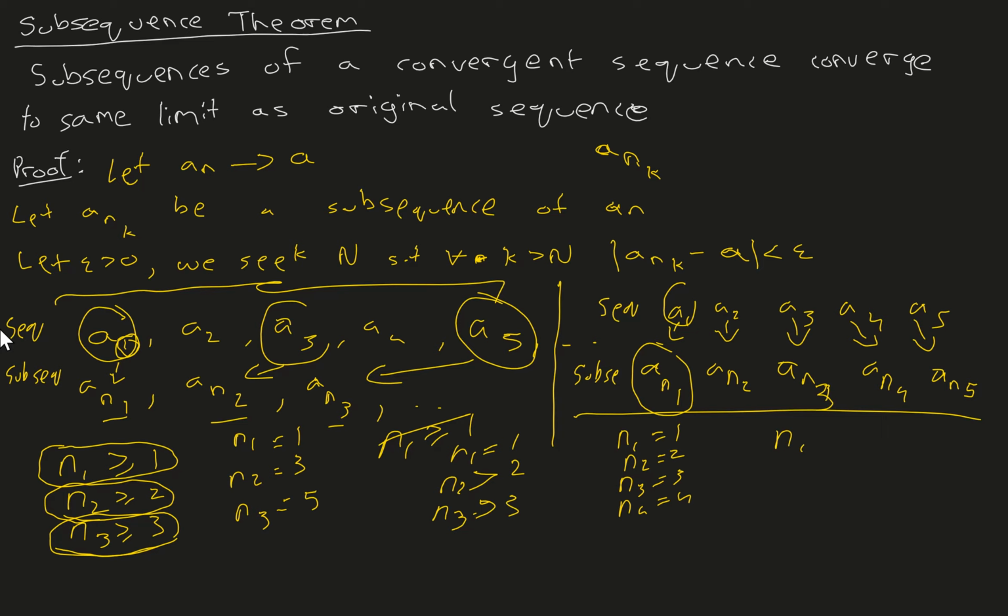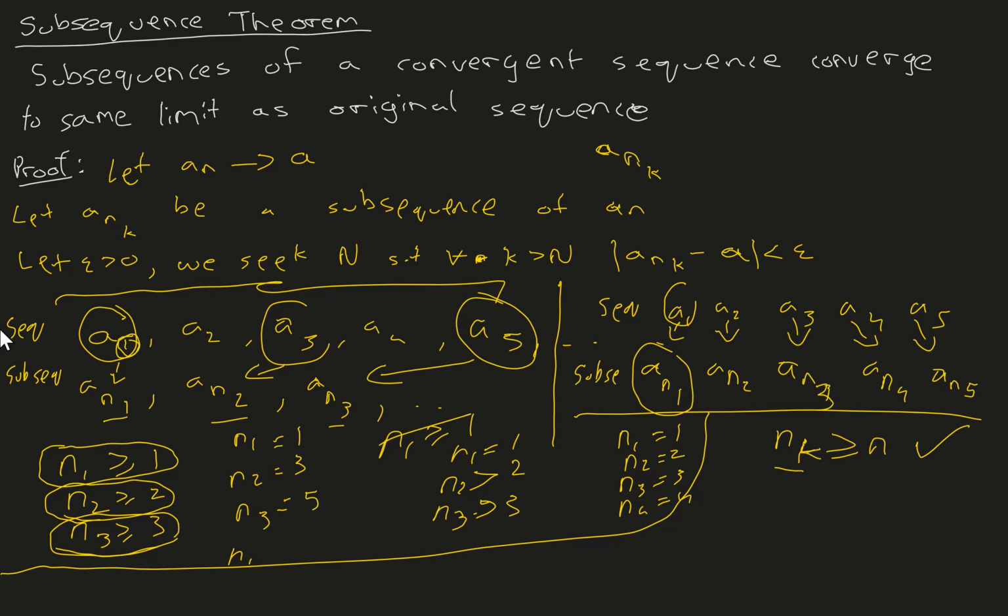So if you have noticed, the subsequence Nk is always greater than or equal to k, because N1 is greater than or equal to 1, N2 is greater than or equal to 2, N3 is always greater than or equal to 3, right from the examples we did right here. So we get that Nk is always greater than or equal to k, and therefore I'm going to complete the proof right here. I hope you guys are seeing this.